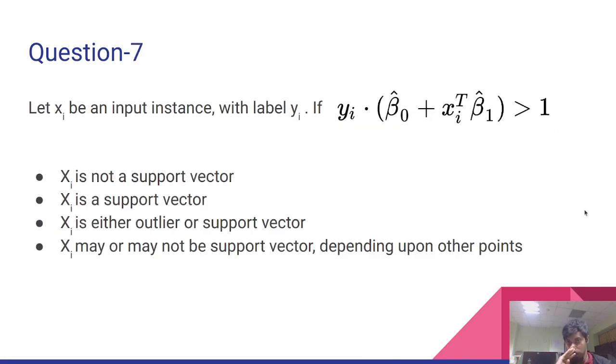So this is another question. Let xi be an input instance with label yi, and this is the equation: yi multiplied by (beta 0 plus x transpose i beta 1) is greater than 0. Which of the options is correct?